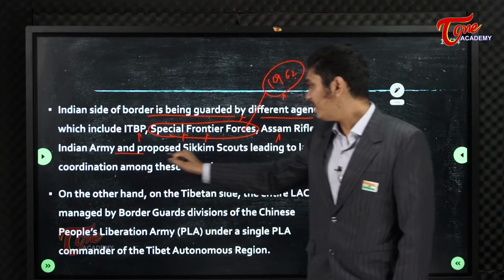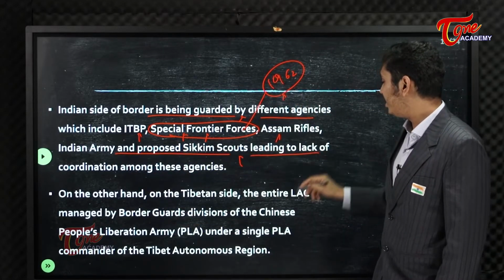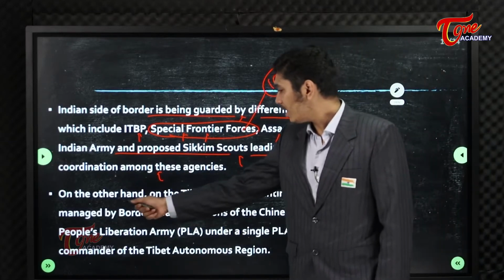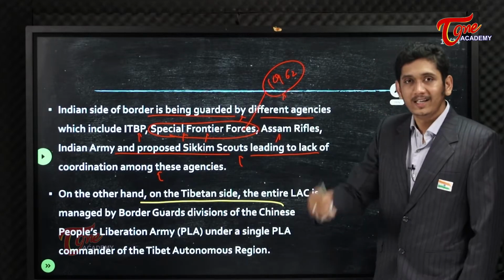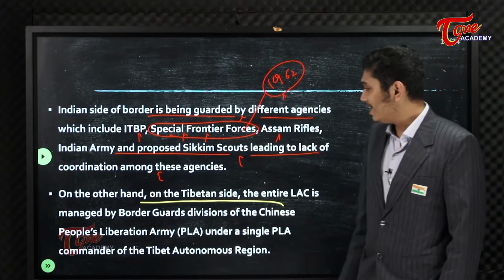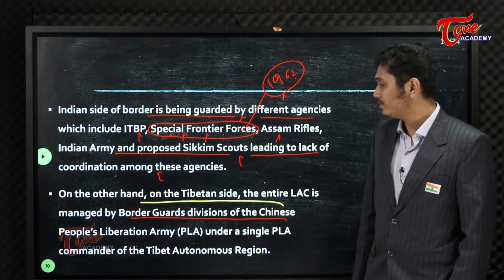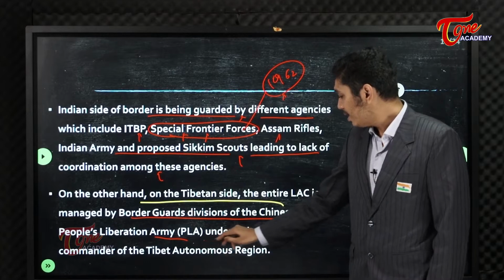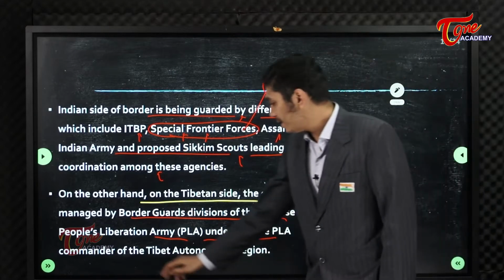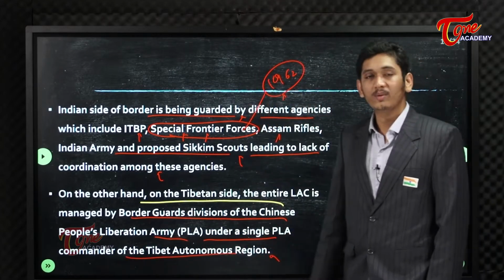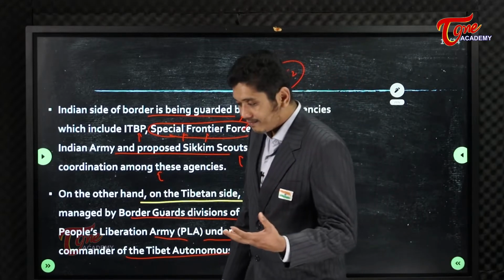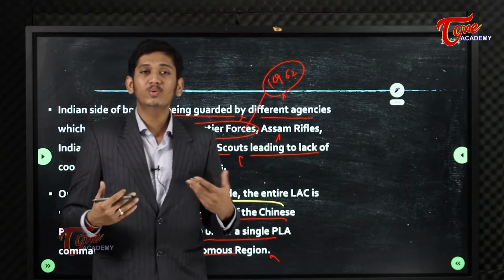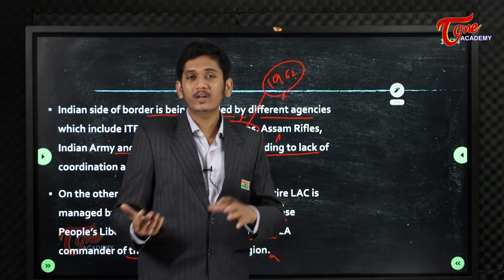Next, Indian Army and proposed Sikkim scouts, leading to a lack of coordination among these agencies. On the other hand, on the Tibetan side, the entire line of actual control is managed by the border guarding division of the Chinese People's Liberation Army under a single commander of the Tibetan Autonomous Region. So what is happening here? We have different guarding forces, but no common authority to tell them what to do. One cannot give direction.